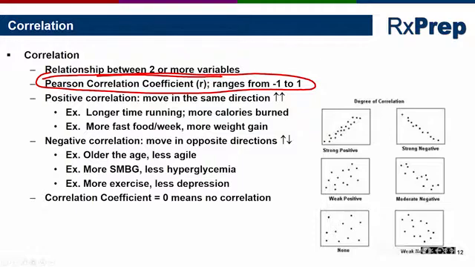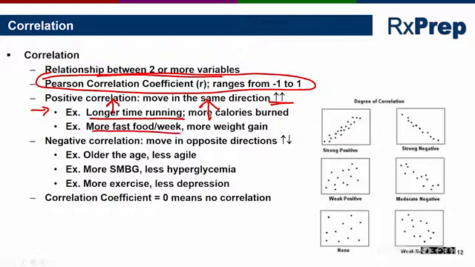A positive correlation: if two variables move in the same direction, we say they are positively correlated. So some examples. The longer time you spend running, generally the more calories you burn. So the longer the time running, the more calories that are burned, positively correlated. They move in the same direction.